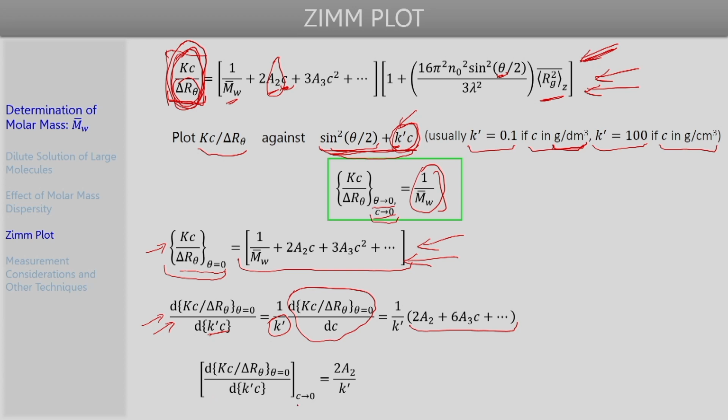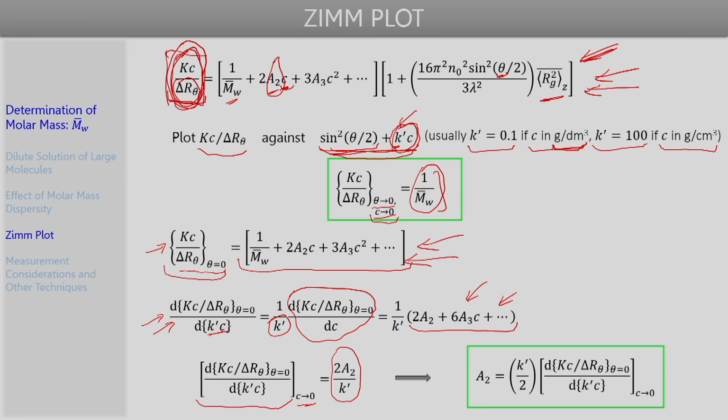So in the limit when c tends to 0, the value of this derivative will become equal to just 2A2 by k prime, because as c tends to 0, all these higher order terms will tend to 0. So again, just rearranging the terms, we get an expression for A2, which is k prime by 2 multiplied by this derivative in the limit c tending to 0. So we will see that this derivative corresponds to the slope of a curve on the Zimm plot, and this slope will have to be taken in the limit as c tends to 0 to obtain A2.